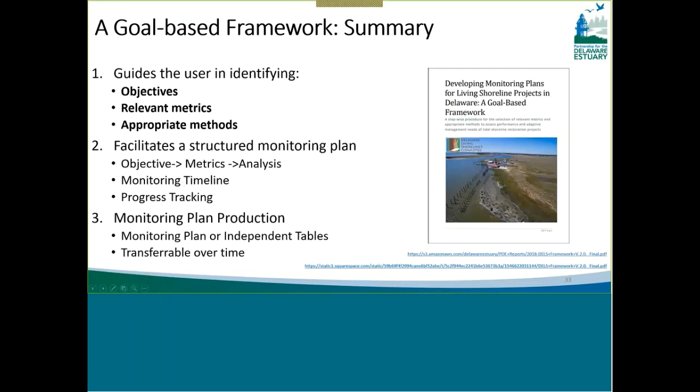So it guides the user in identifying the objectives, the relevant metrics, and the appropriate methods. It's going to help you organize all that in a few different tables, and it's going to help you produce that monitoring plan that not only helps you organize your thoughts, but if you're in an organization where new people may come and go, it's nice to have a place where everything is organized and kept.